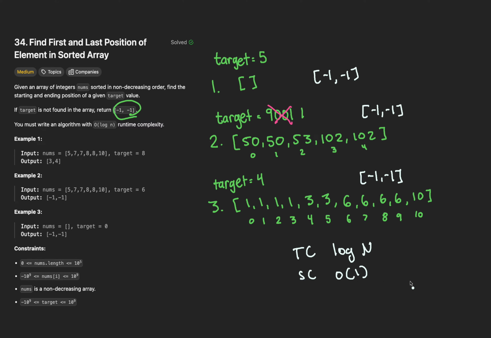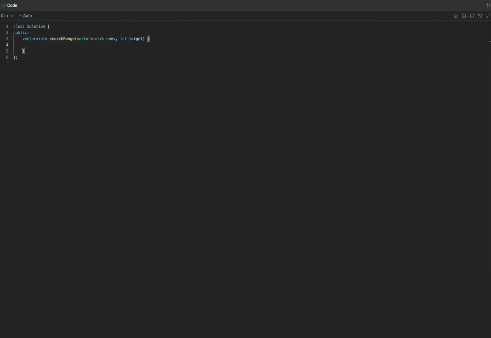Okay, let's write this up. First things first, let's tackle the edge cases. What happens in the case that our given vector is empty? Well, we can return the 2 indices, -1, -1. That's what the problem told us to do.